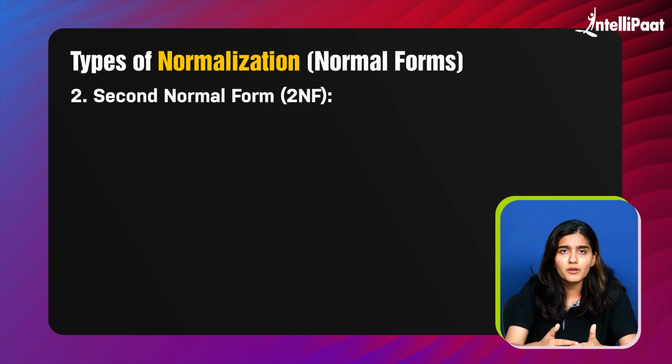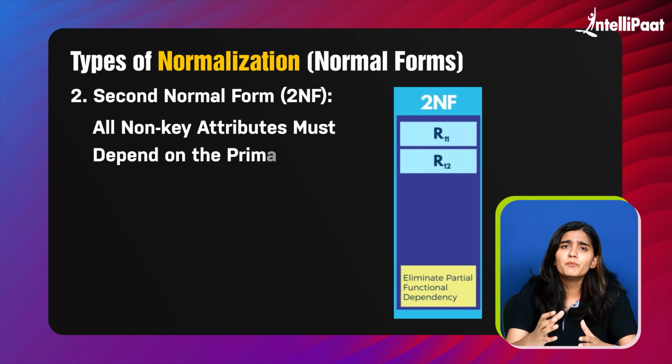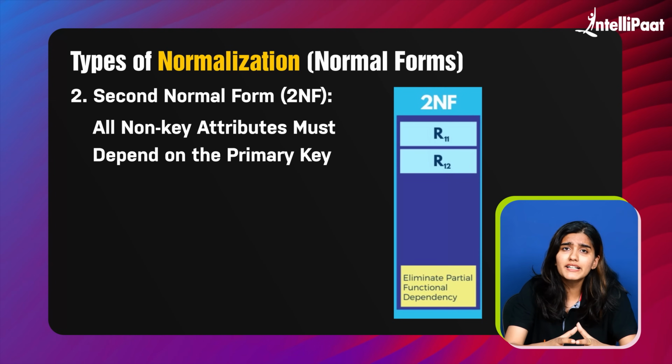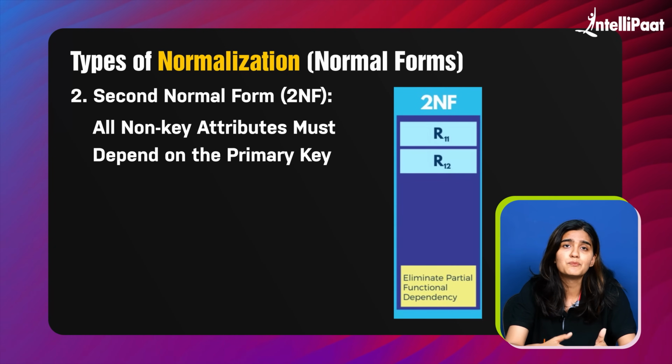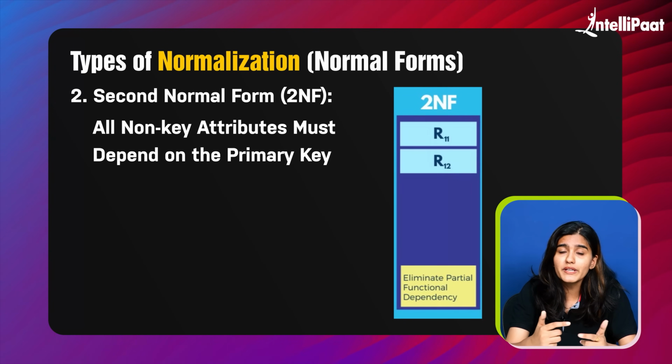Second NF or second normal form. All the non-key attributes must depend on the primary key. In simple terms, each piece of data in the table should relate directly to the main identifier, like a student ID, and not to each other.